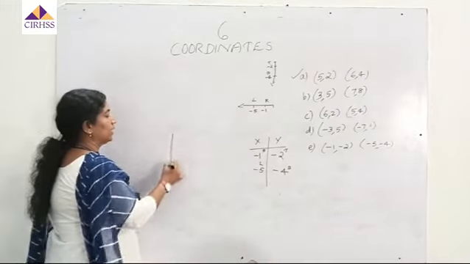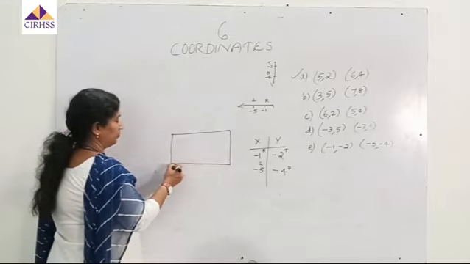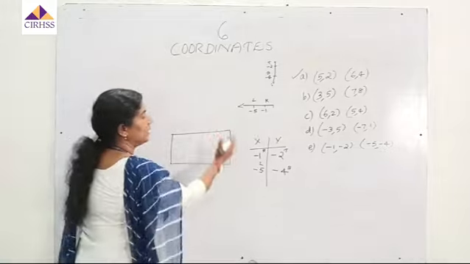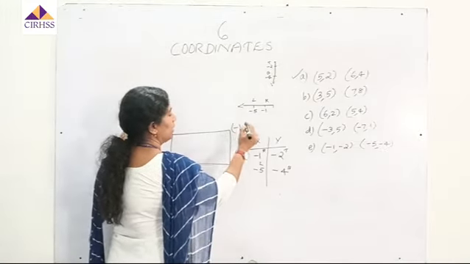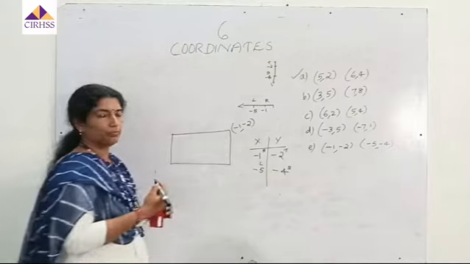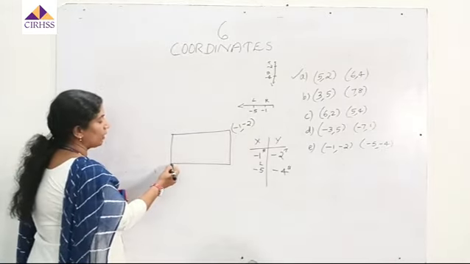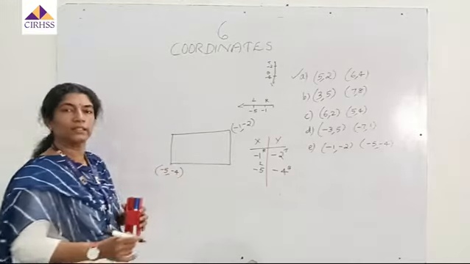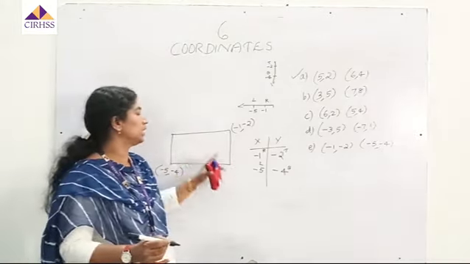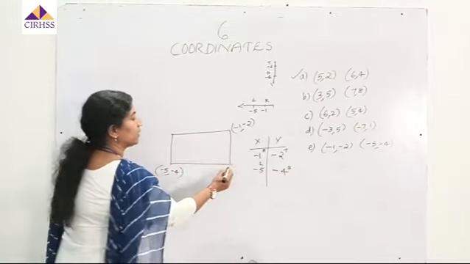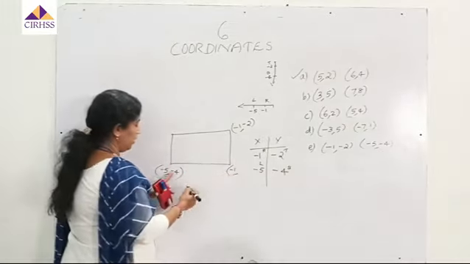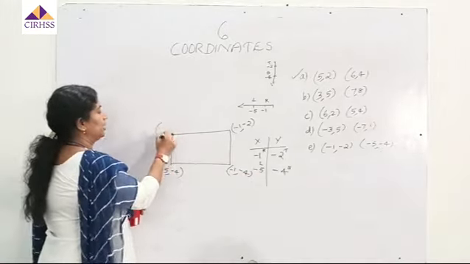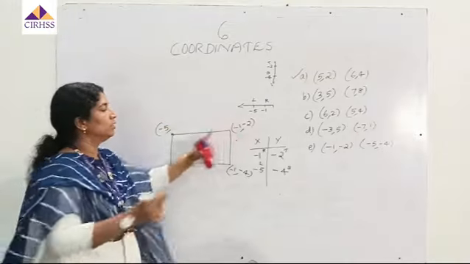Here also take a rectangle. Then right top, right side top, negative 1, negative 2. Then left bottom, negative 5, negative 4. Okay, clear? Then we have to find the other two vertices. That is negative 1, negative 4. Next, negative 5, negative 2.